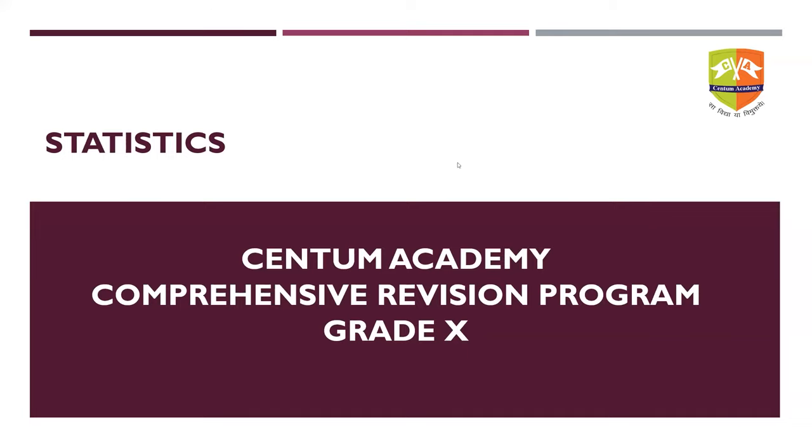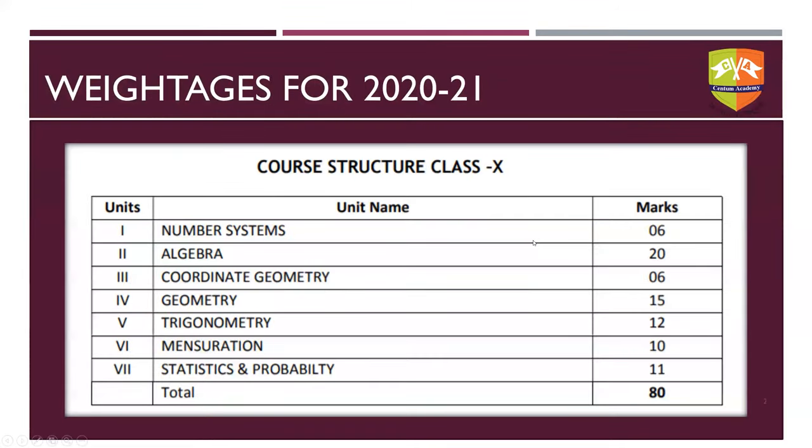Sure, let's begin. So as you know, we are going to talk about statistics today. So we'll again go by our usual discussion on the weightage. So how much is the weightage for statistics? We have how much? 11. Statistics and probability together has a weightage of 11.